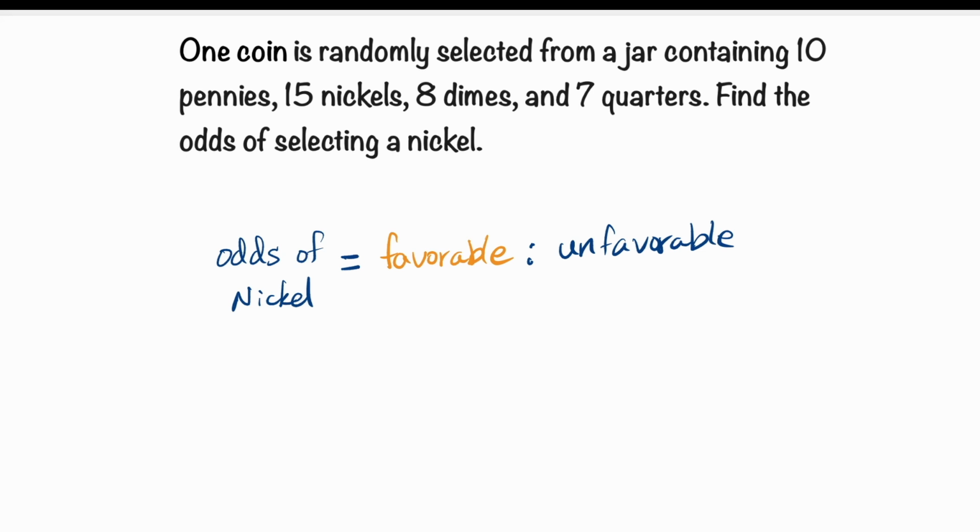We're going to be using this formula. The odds of selecting a nickel is going to be the favorable outcome to the unfavorable outcome. In our case, the favorable outcome is selecting a nickel. The unfavorable is selecting any of the other coins, if we selected a penny, a dime, or a quarter.